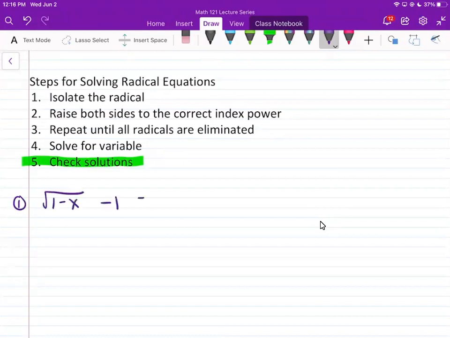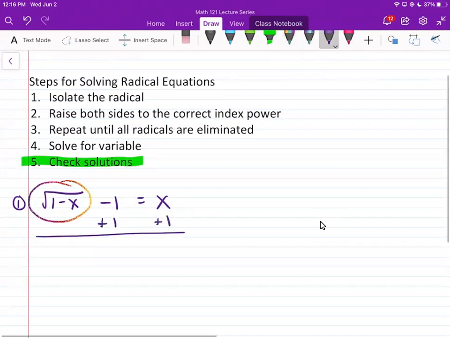Let's begin with an example where we have something like the square root of 1 minus x, minus 1 equals x. Step 1 tells us to isolate the radical, so we need to isolate this term. To do that, I'm going to add 1 to both sides, which leaves me with the square root of 1 minus x is equal to x plus 1.